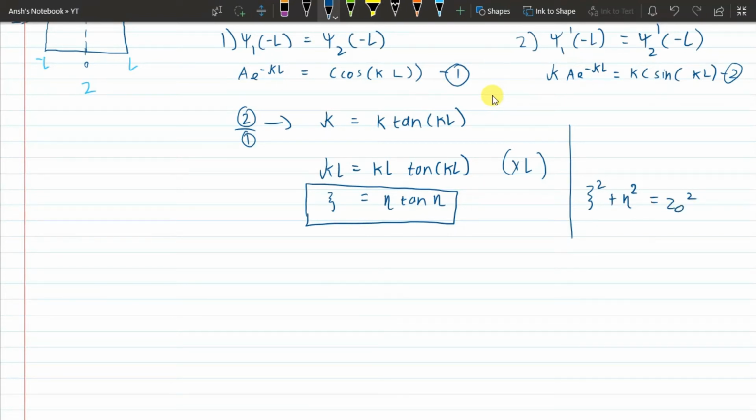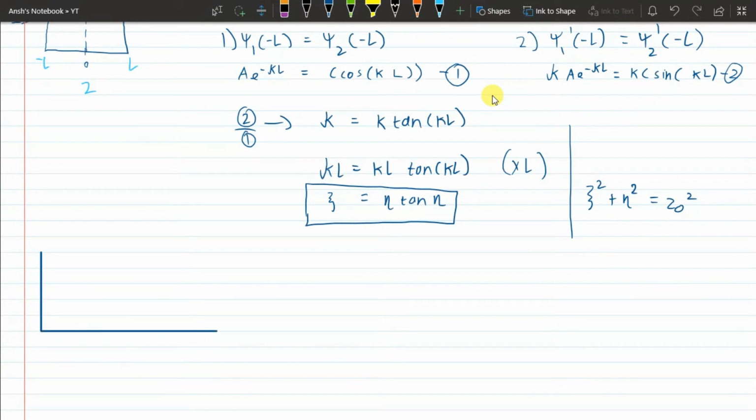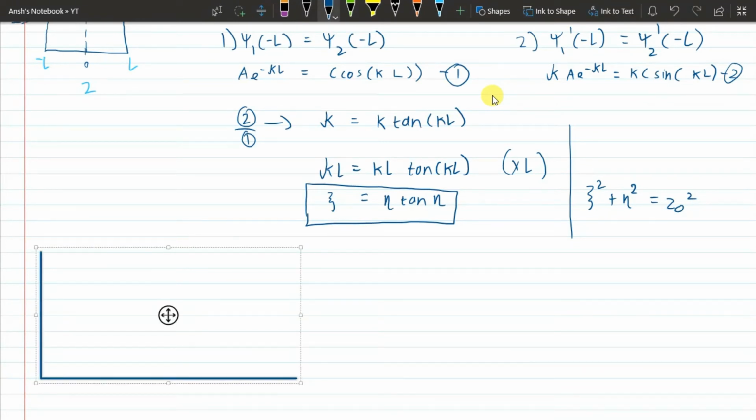Now we'll plot this equation. So let me get an axis on the screen. We'll plot xi against eta. Now you can see that xi has a tangential dependence on eta. Xi depends on the tan of eta.